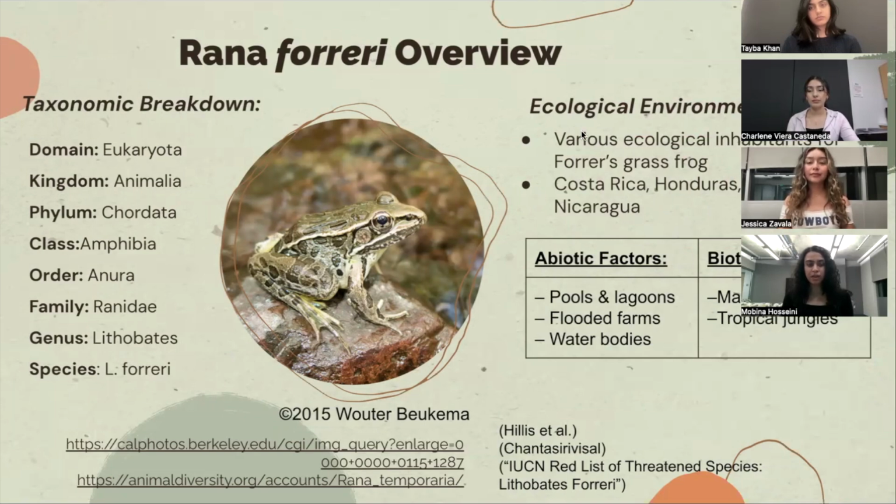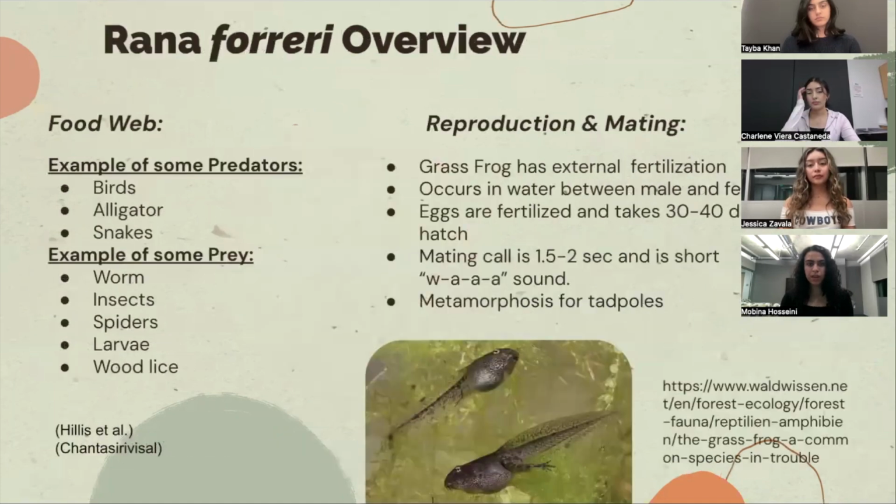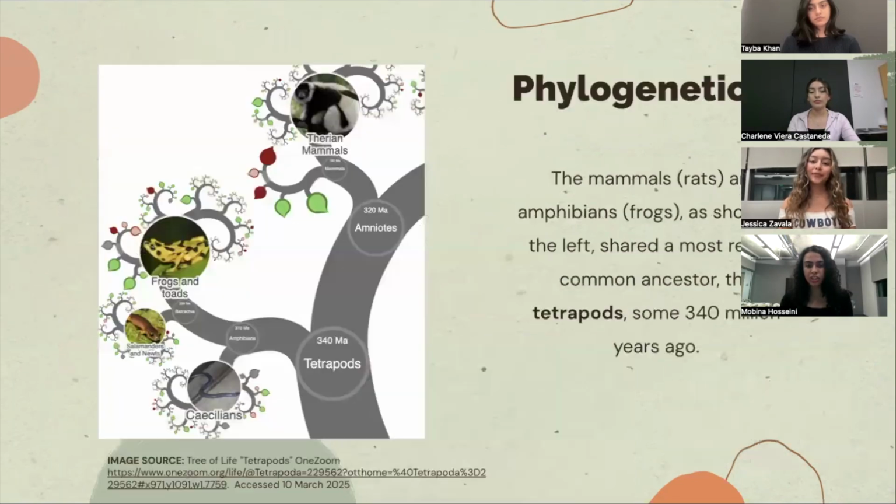We will begin by looking at the taxonomic classification of the forest grass frog. This amphibian belongs to the kingdom Animalia and is part of the Ranidae family. It's commonly found in South America. They inhabit marshes, flooded farms, and tropical jungles. Frogs play a significant role in the food web. Their predators are birds, alligators, and snakes, while their diet consists of worms, insects, and larvae. They reproduce through external fertilization, where eggs are fertilized in water and take 30 to 40 days to hatch.